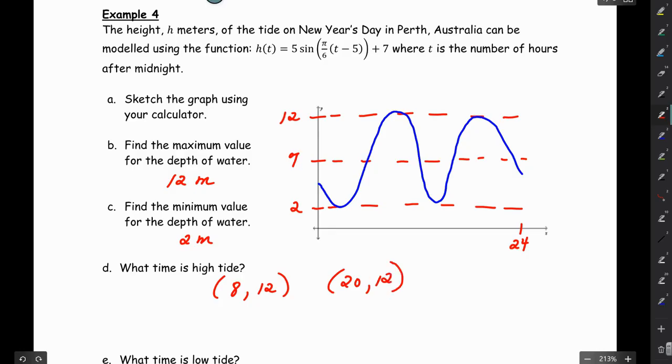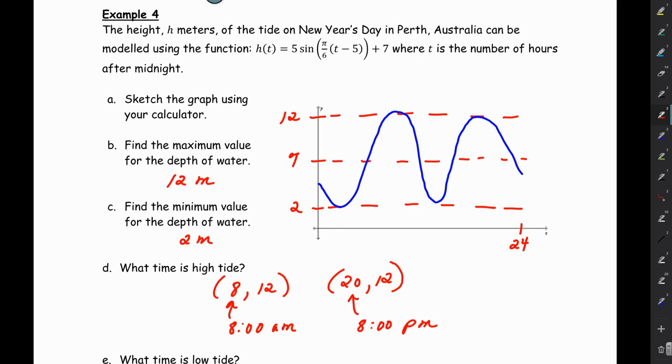So this is happening at 8 o'clock a.m. And this one is happening 8 hours after noon. So this is happening at 8 o'clock p.m. 20 is 8 hours after noon. Okay, what is the low tide?